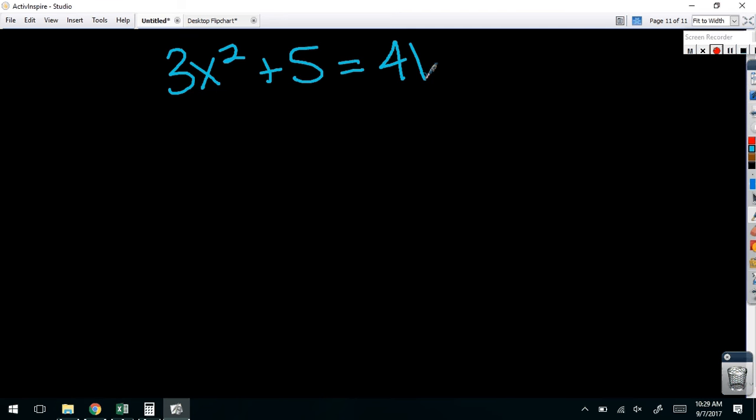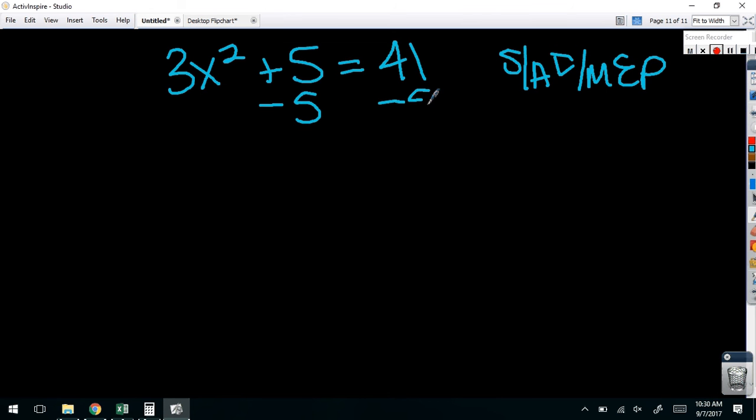I'm going SADMAP. So I'm subtracting 5 first. Absolutely. So when I move the 5, I get 3x squared equals, what's 41 minus 5? 36.